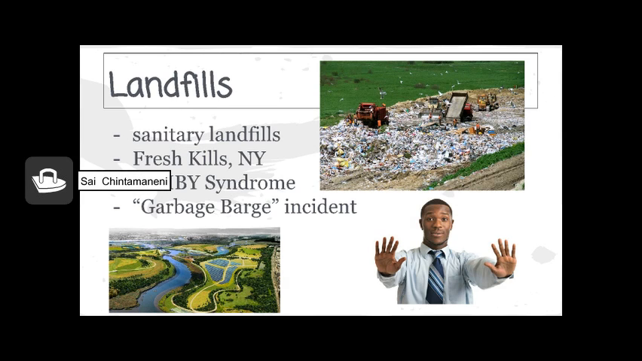Hey guys, this is Sai. I'm going to be talking about landfills. So first off, sanitary landfills. About 54% of the weight of our waste in the United States is buried in sanitary landfills.